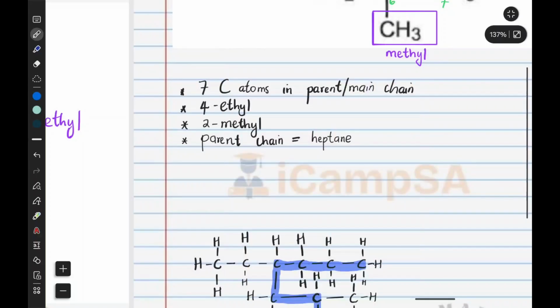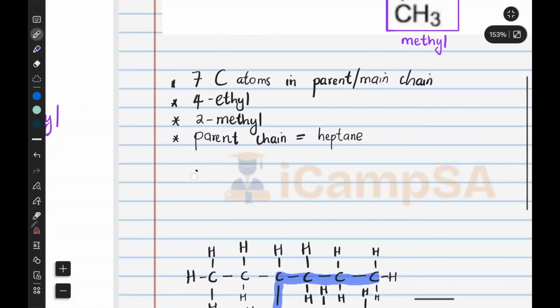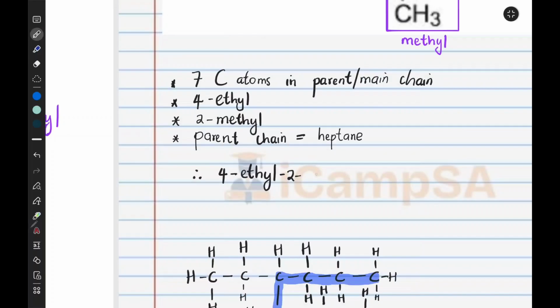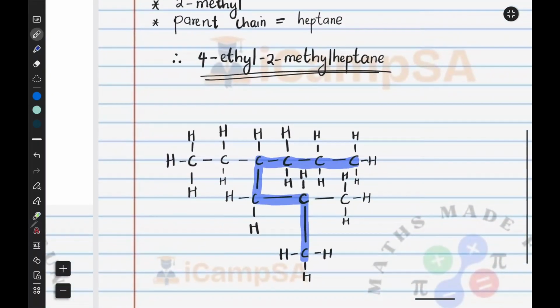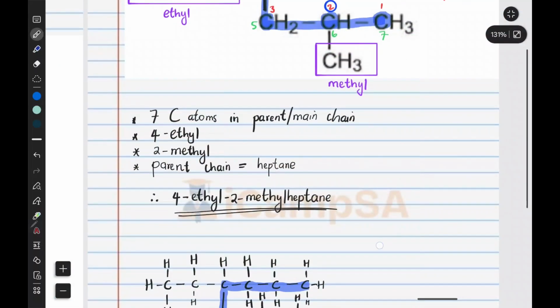Okay, so our name will be 4 ethyl, because remember we start with ethyl because E comes before M. And then 2 methyl, and then we put our parent chain name, which is heptane. That is our answer. All right, so what if we had numbered it using this way?